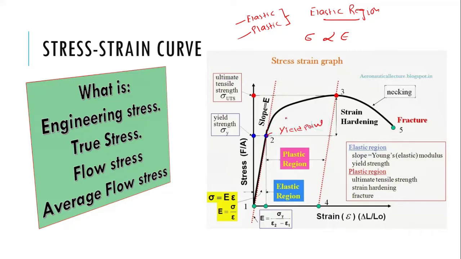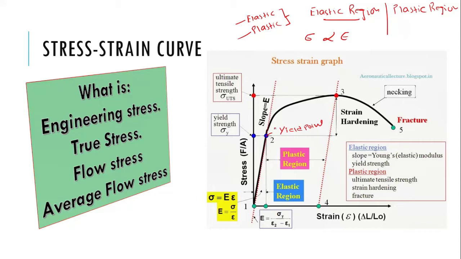Means beyond this the yielding starts. So this strength, the stress value at that point, is known as the yield strength of the material. Then there's a beginning of the plastic deformation. And in the plastic region, that stress is no more directly proportional to the strain.